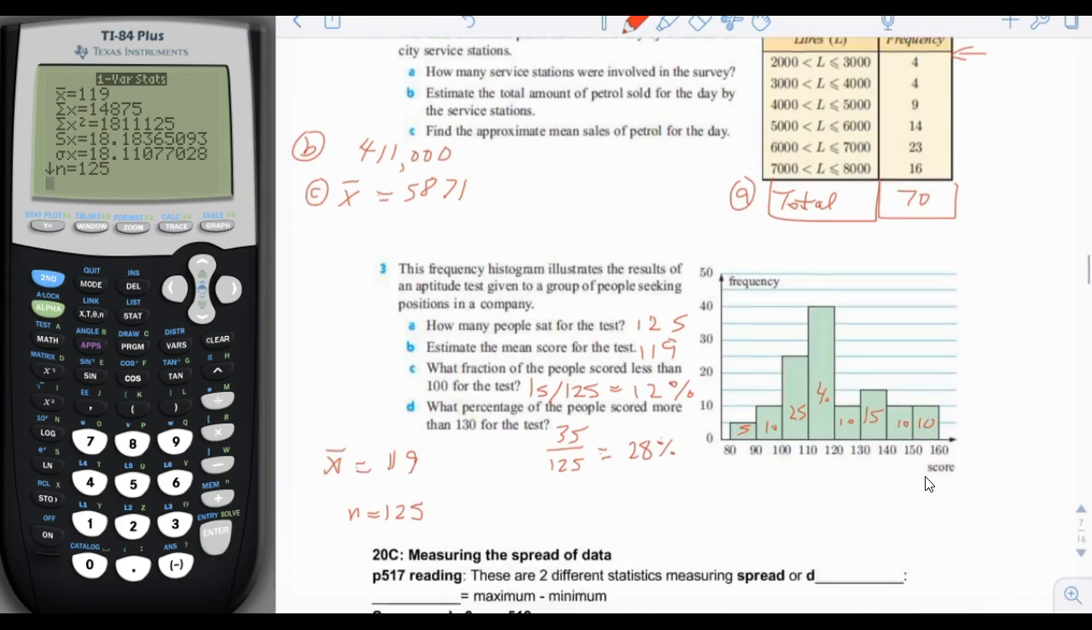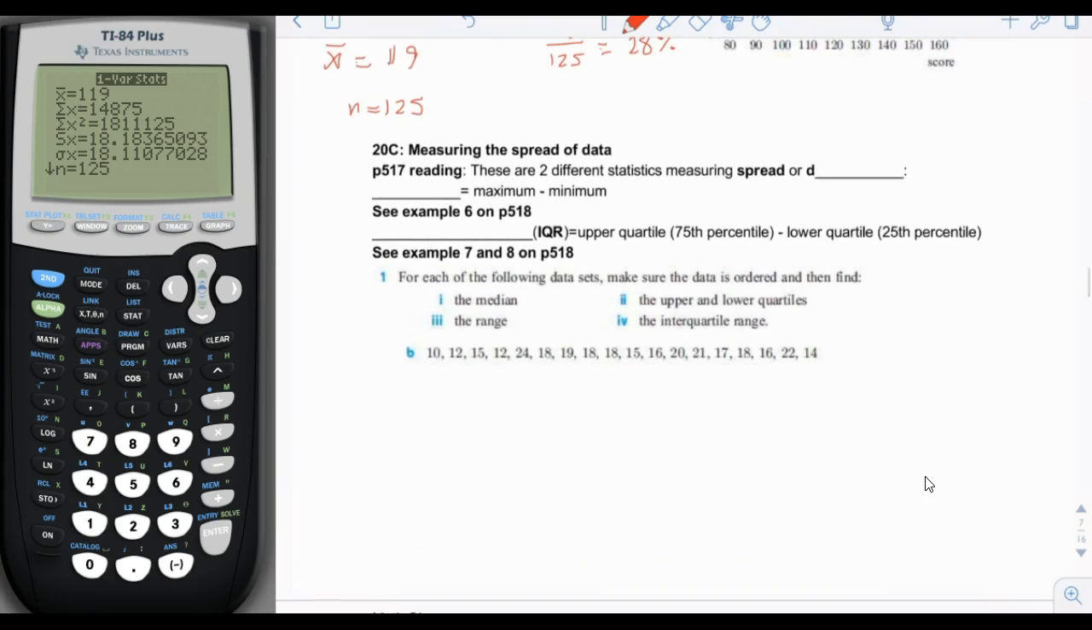Not too bad, right? 20C. Measure the spread of data. On page 517 reading, these are the two different statistics measuring spread or dispersion. That's another way of saying spread, a more technical way of saying spread. One of them is range, which is the maximum value minus the minimum value. That's the one you've been using since about 6th grade. See example 6 on page 518.